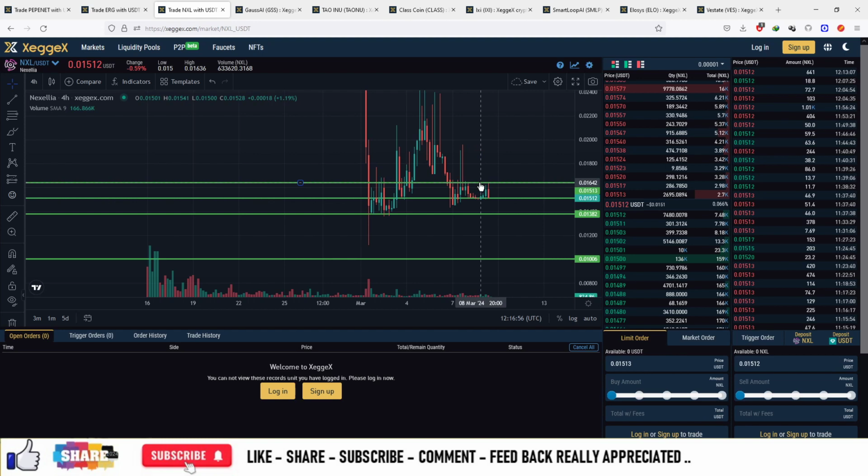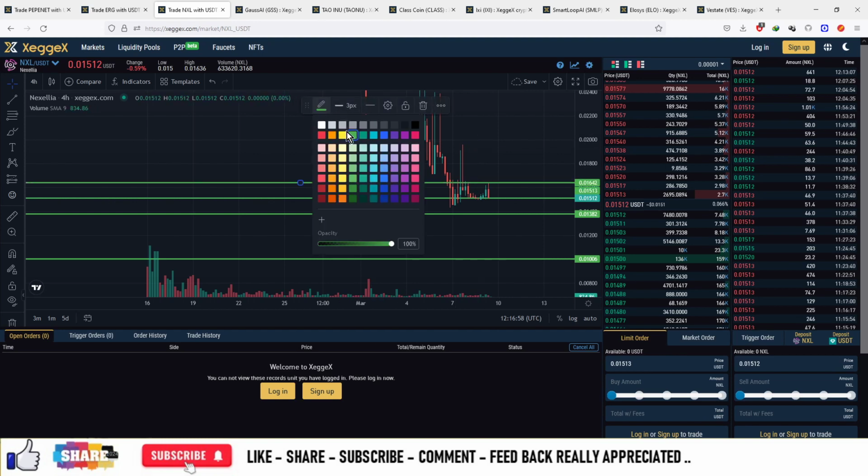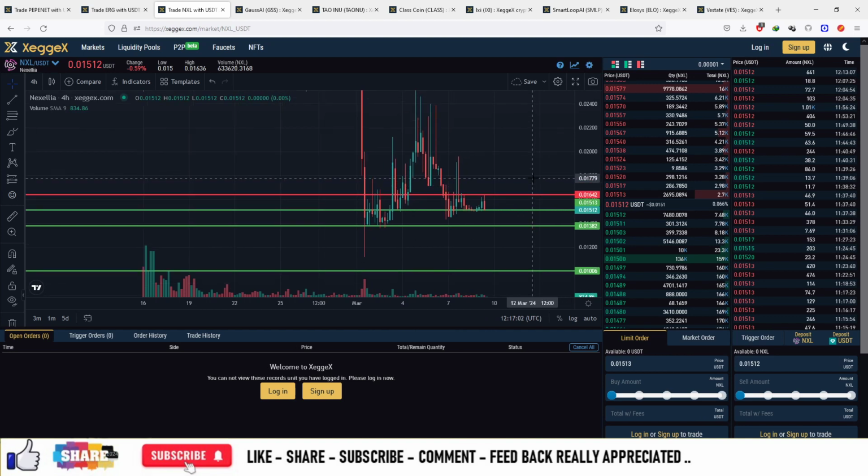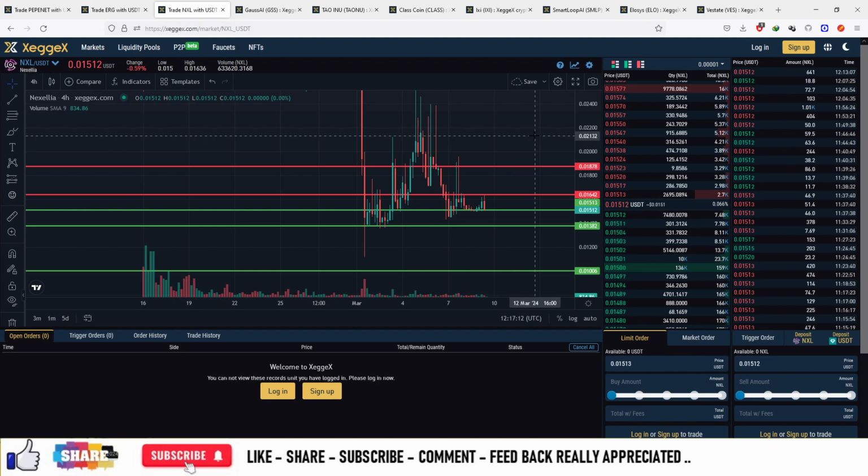The first selling zone is at this point. So we are choosing those levels which have more candles hitting the level. The first hitting level, the resistance, is at 0.0164. The second level can be at about 0.0187. The third resistance can be at about this point, which is at about 0.021, and the fourth can be at about 0.023.